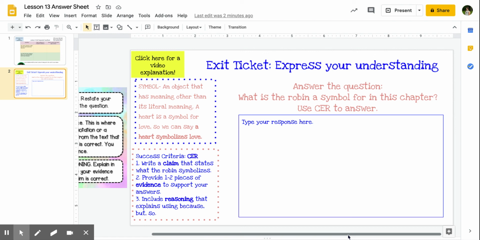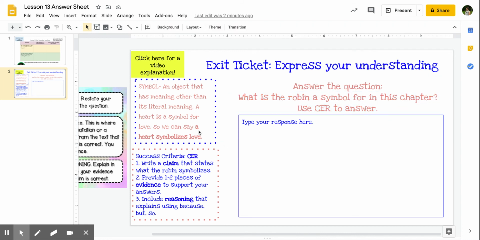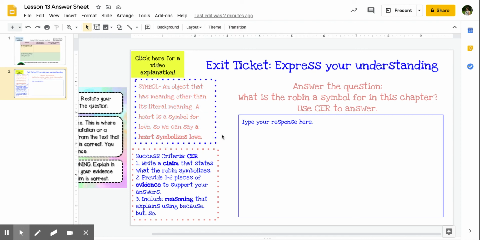Okay, let's look at our exit ticket for today. We're going to answer the question right here. What is the robin a symbol for in this chapter? Use CER to answer. Let's talk about once again what a symbol is. A symbol is an object that has meaning other than its literal meaning. We already talked about how a heart can be a symbol for love. So we can say that a heart symbolizes love.